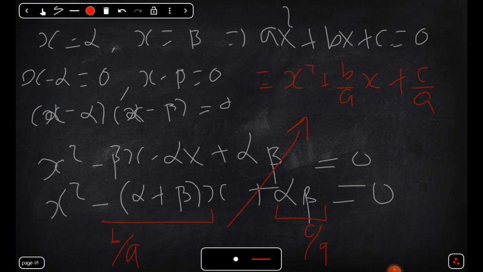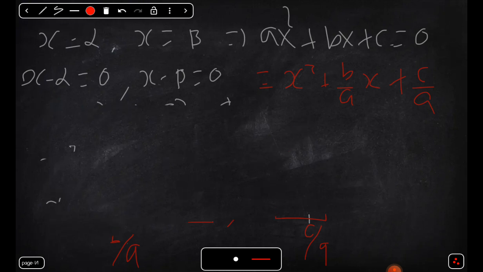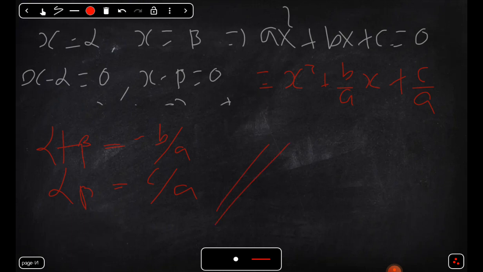So if we compare the coefficients here, we have that alpha plus beta will equal minus b over a, and alpha beta equal to c over a. And that is what satisfies the proof of the theorem.